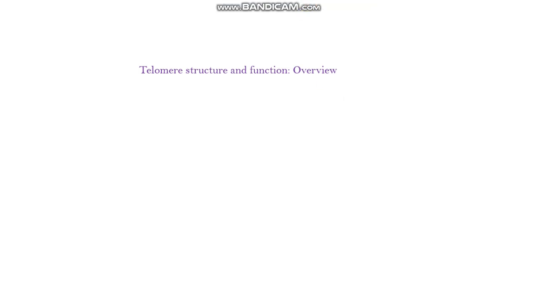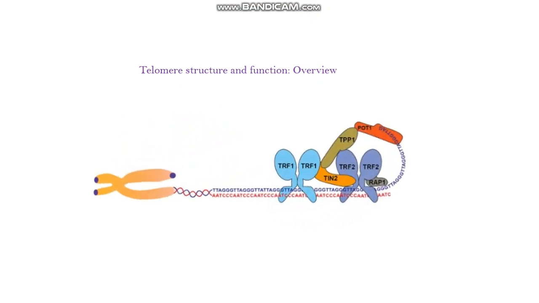In this tutorial video, I'm going to talk about the overview of the telomere structure and function. There are a series of proteins that are directly or indirectly associated with the telomeric DNA sequence, and those proteins are TRF1, TRF2, TIN2, TPP1, POT1, and RAP1, and each of these proteins has numerous different functions. So let's have a look at the detailed structure of this protein and telomeric DNA complex and related functions.